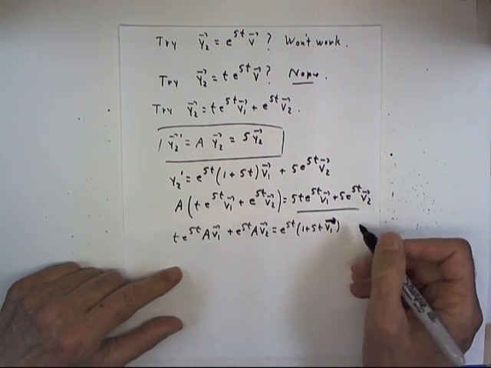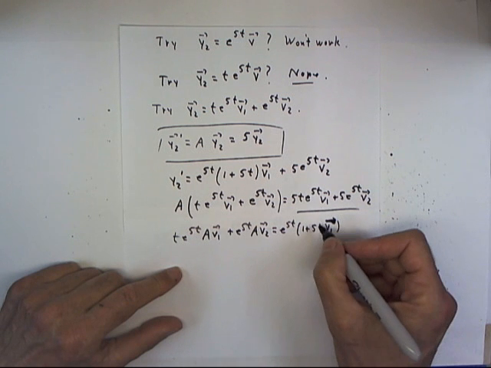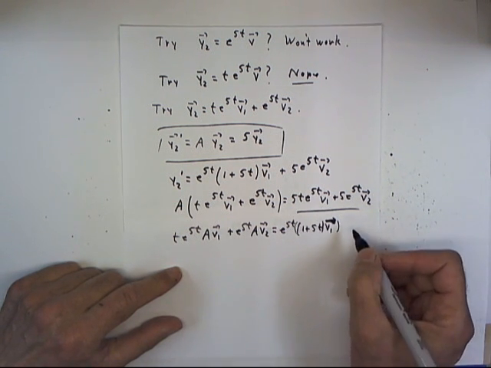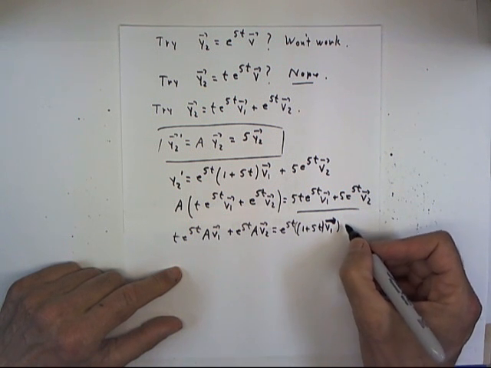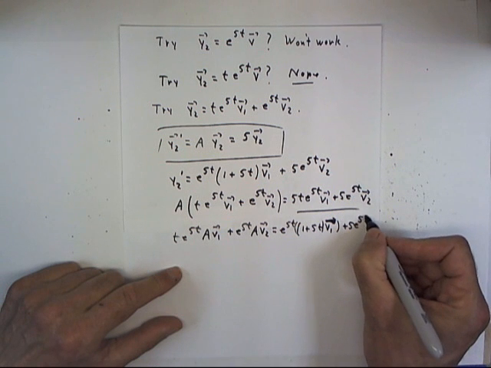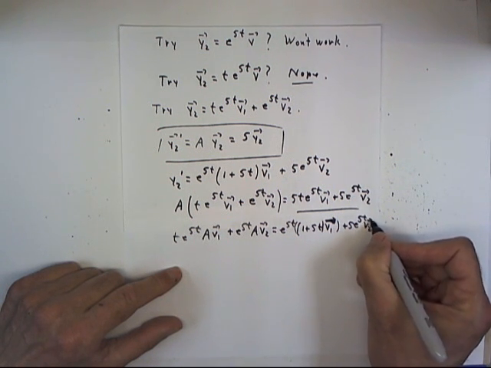Got that arrow in the wrong place. And I got the parentheses in the wrong place. I'll put another set of parentheses there. Plus 5 e to the 5t v2.